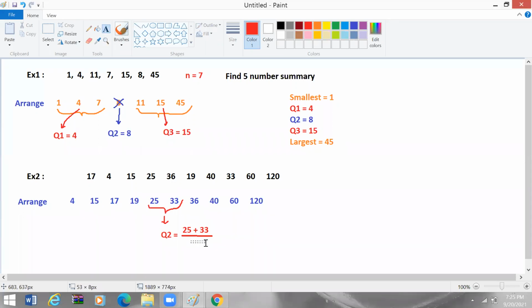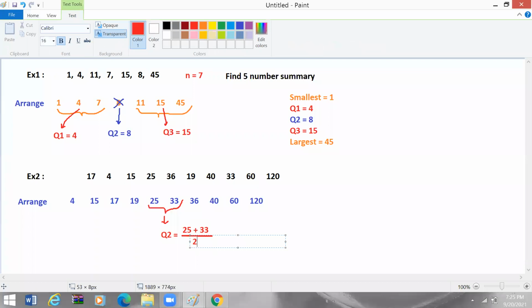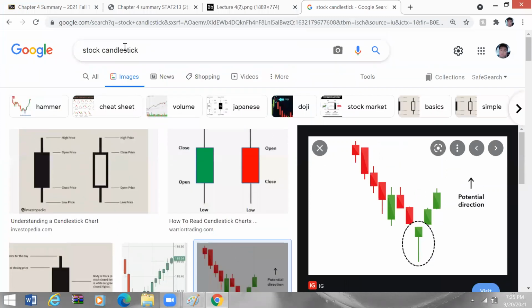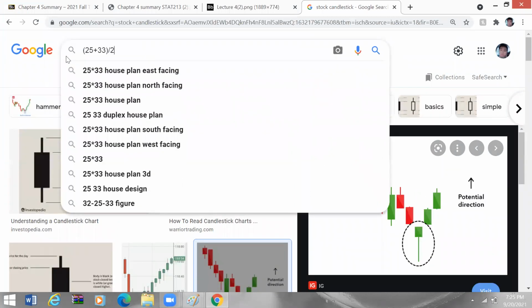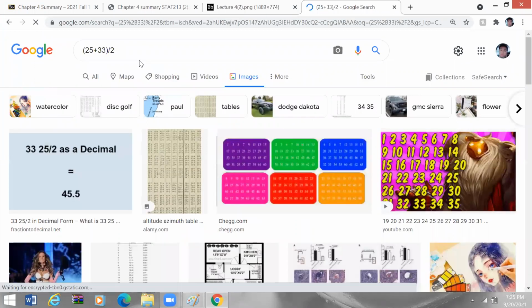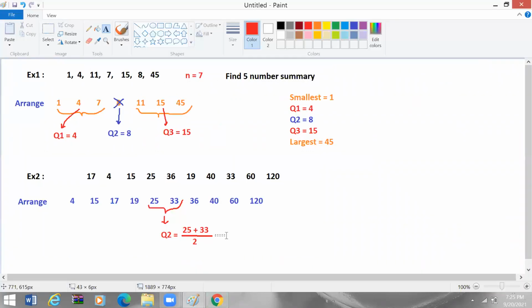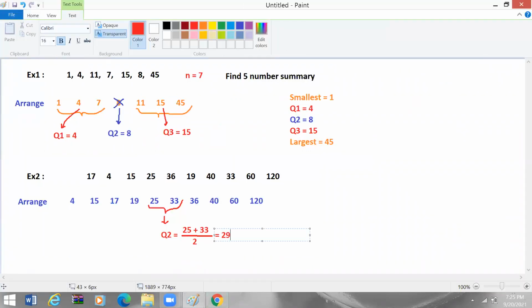All right. And so why do we have to divide it by 2? Because we have 2 middle numbers, and then we're going to do that on a calculator. So 25 plus 33 over 2. And the answer that we have is 29 right there, okay? So that will be the median for the data set.